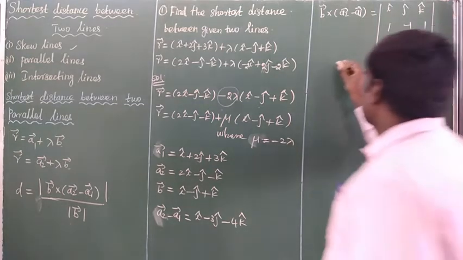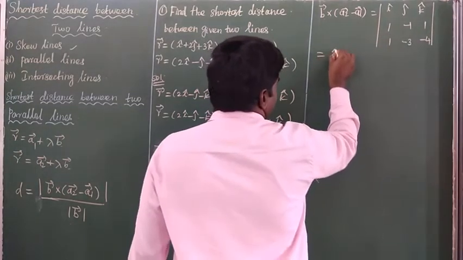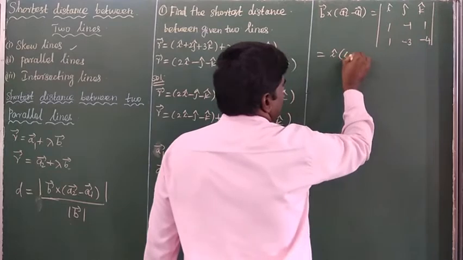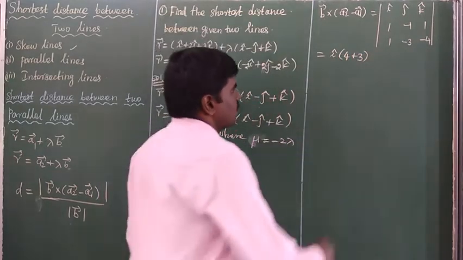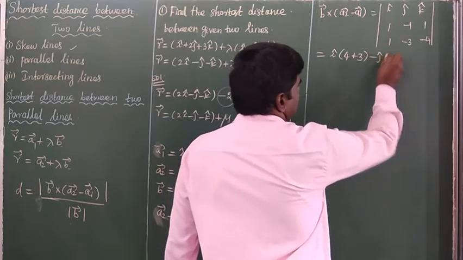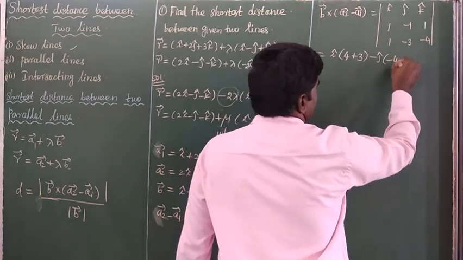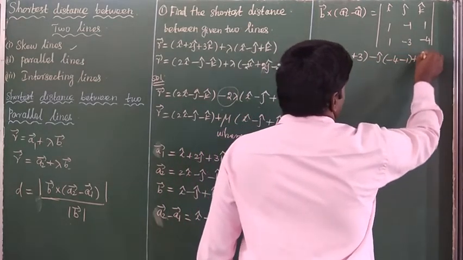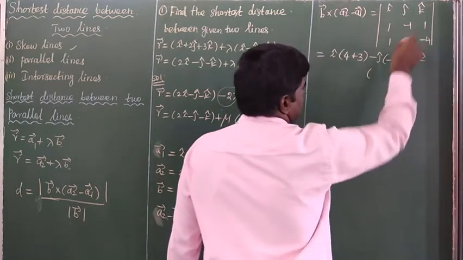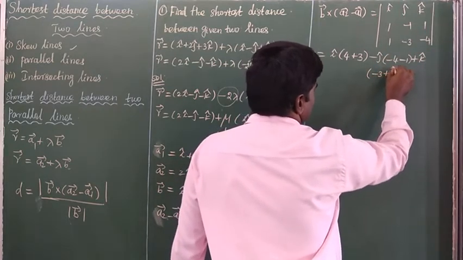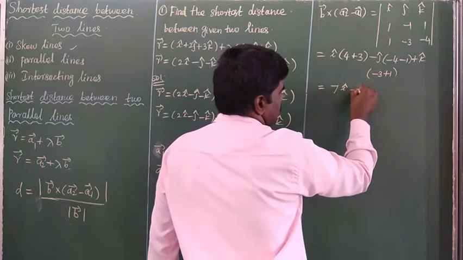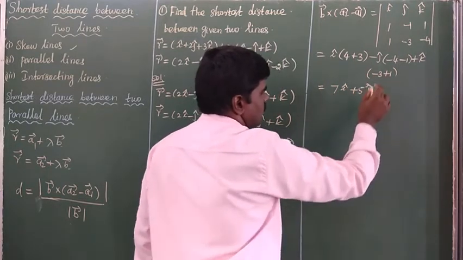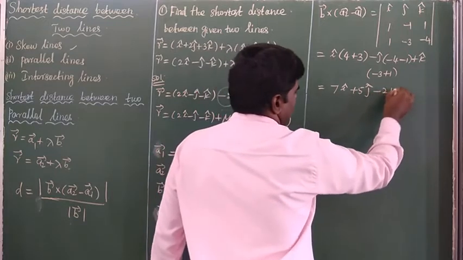This will simplify. i cap, this is 4 plus 3. Is that clear? 4 plus 3. Next minus j cap, here minus 4 minus 1, plus k cap, here minus 3 plus 1. This is simplified: 7 i cap plus 5 j cap minus 2 k cap.